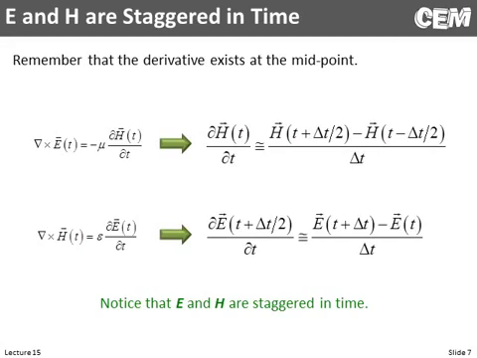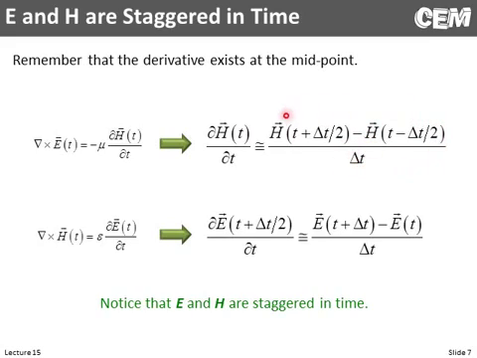The electric fields will exist at the integer time steps 0, 1, 2, 3, 4. The H fields will exist at the half time steps 0.5, 1.5, 2.5, 3.5. So when the H field exists at the half time steps, here's how we'll calculate its time derivative. H at t plus delta t over 2, where delta t is the duration of the time step, minus H at t minus delta t over 2. So the time span between these samples is delta t.